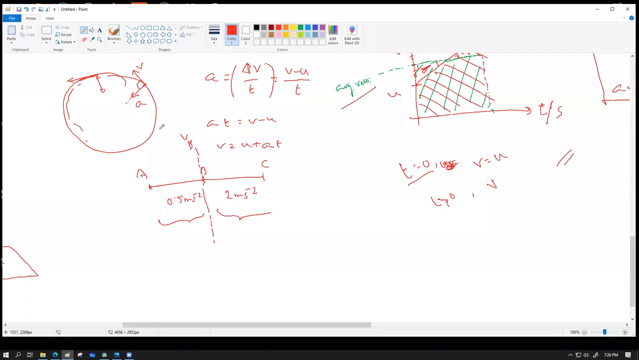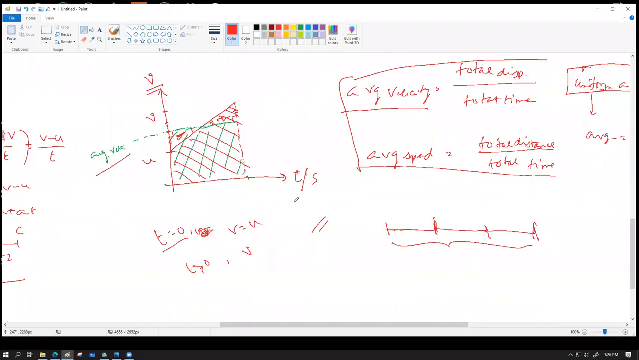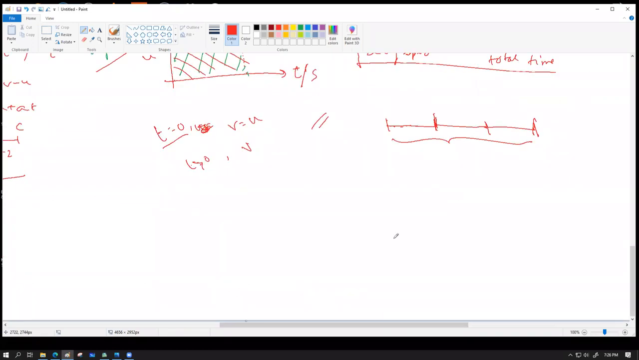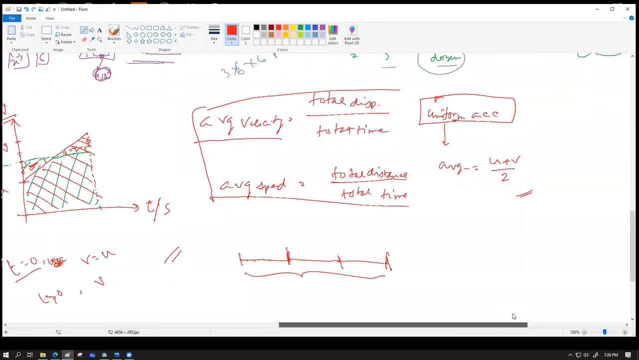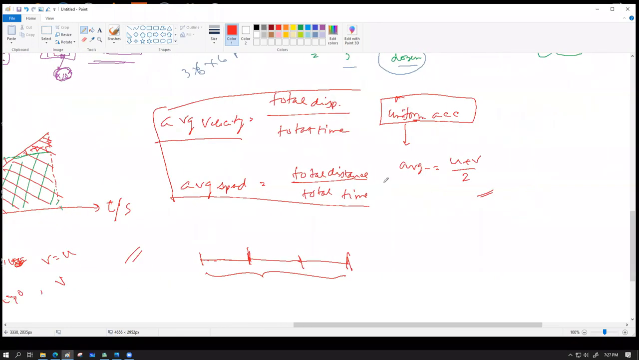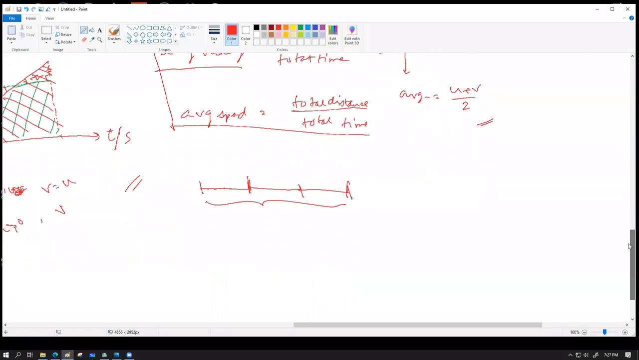Okay, sir. Sure. So this is the case for the linear case. Now what is going to happen? Can we apply this exact expression, that average velocity equals u plus v divided by 2, for non-uniform acceleration? Can we do that? So let me show you this. Non-uniform acceleration means the gradient of the velocity-time graph should not be a constant. So let me try and draw a scenario like this.